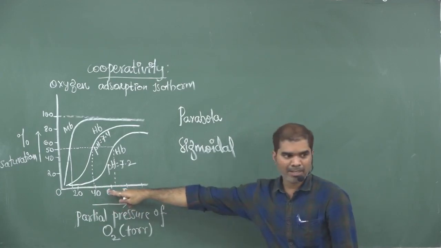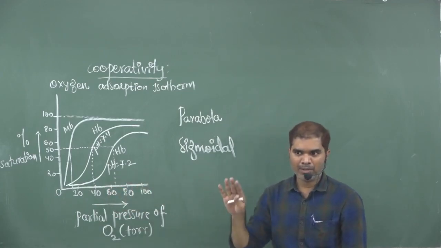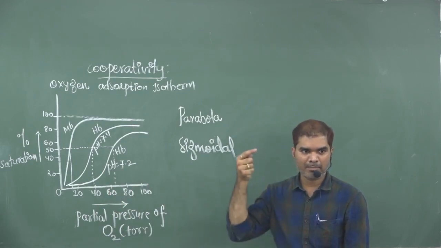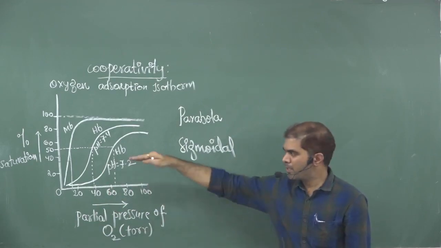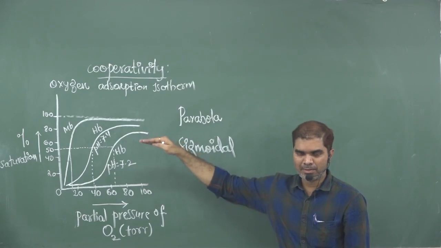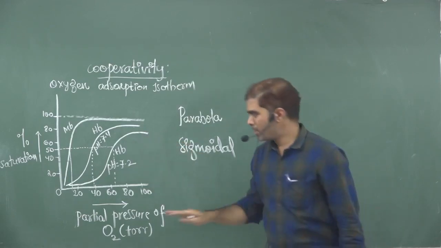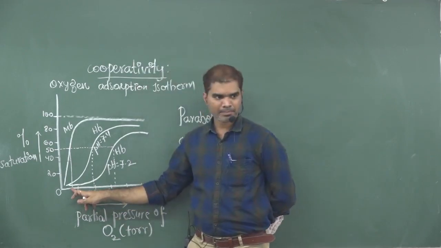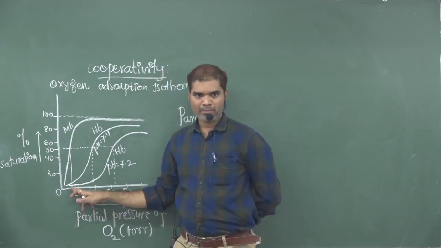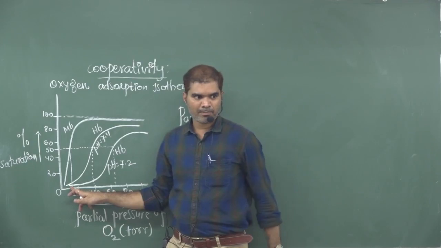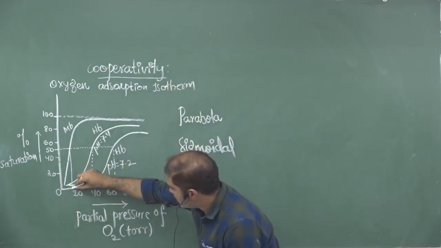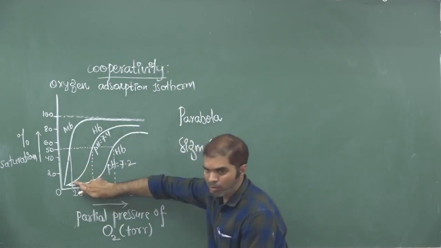It is almost doubled. It means hemoglobin cannot work at a low partial pressure. It has to have higher partial pressure; only then will it reach a proper saturation. Suppose the partial pressure is very low. Imagine I'm taking the same partial pressure. How much saturation of hemoglobin will be there? Suppose this is the same line, this is hemoglobin. Can you see?